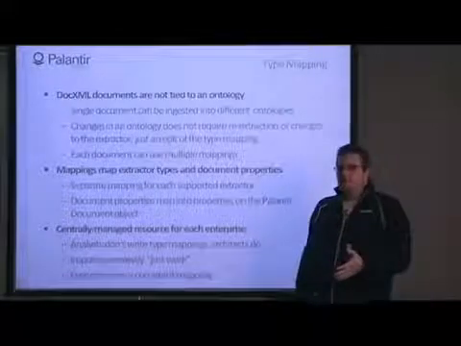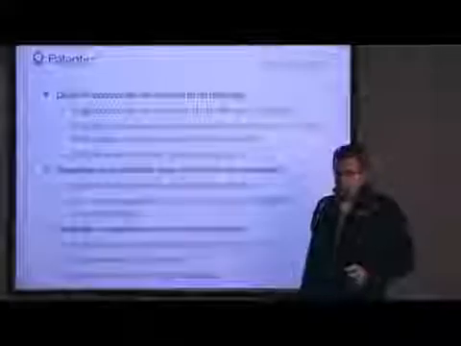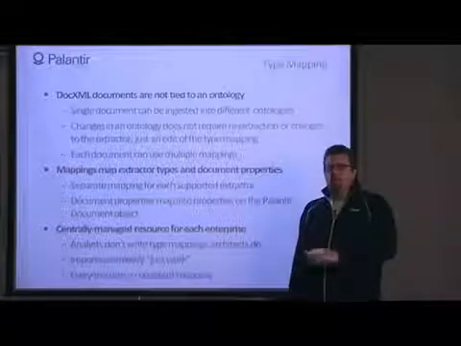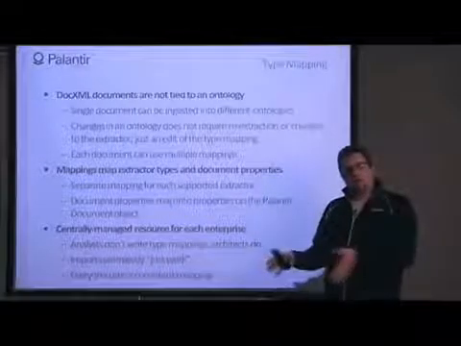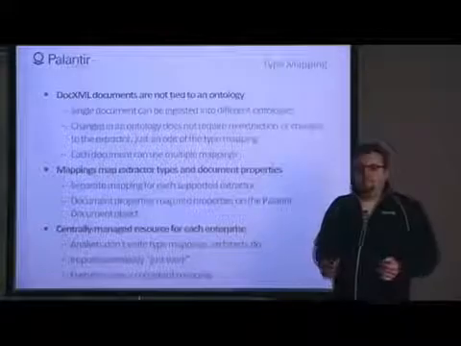Changes in ontology don't require re-extraction or changes to the original document. You just change the flexible type mapping. And each document can use multiple mappings, one for each different extractor that's inside the document. So the mappings that we're going to define map extractor types and document properties into Palantir ontologies.